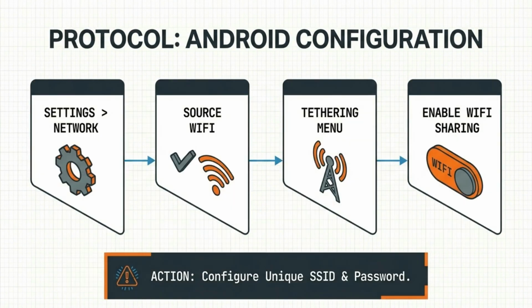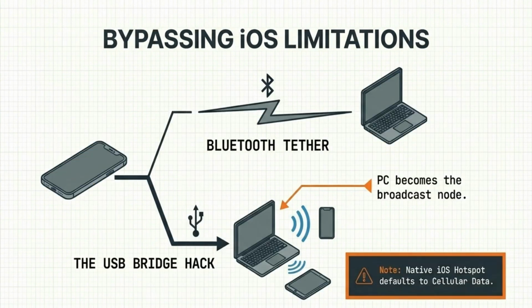To configure Android, navigate to Settings, then Network. Select your source Wi-Fi, go to the tethering menu, and enable Wi-Fi sharing. Configure a unique SSID and password.